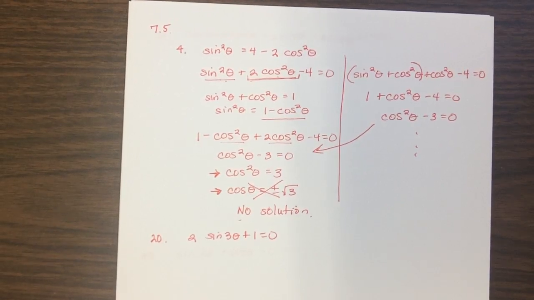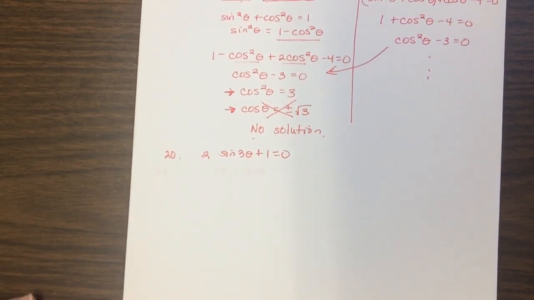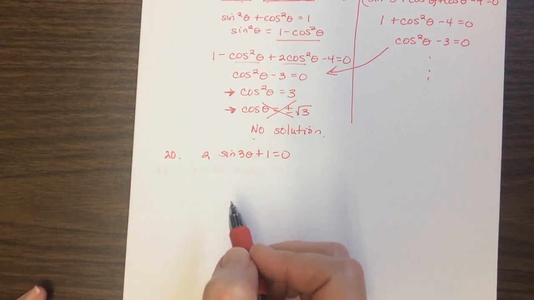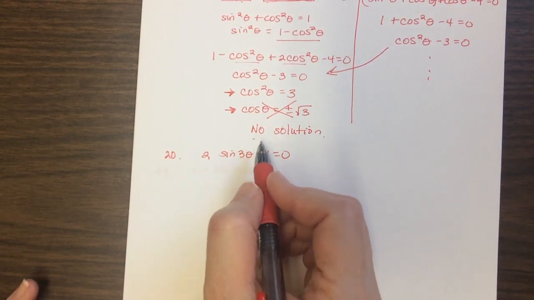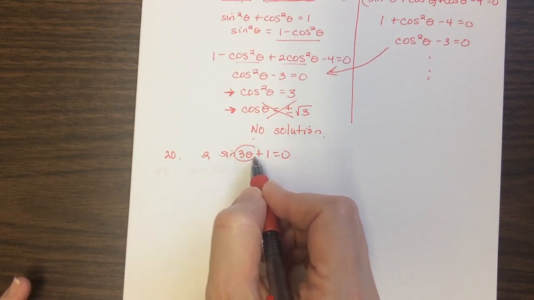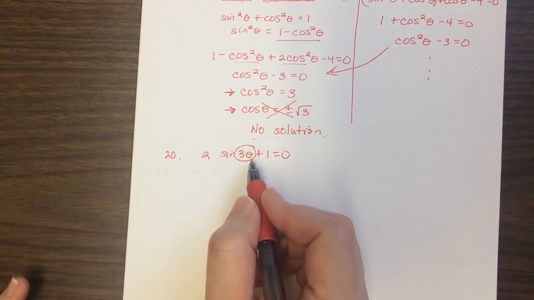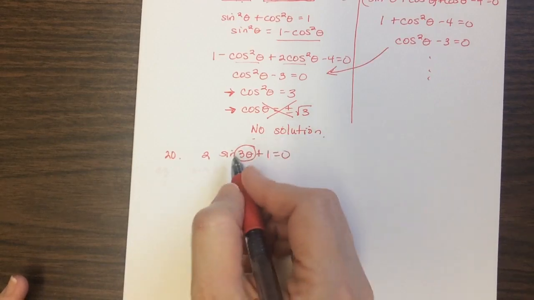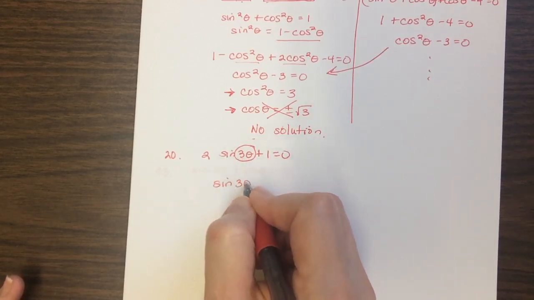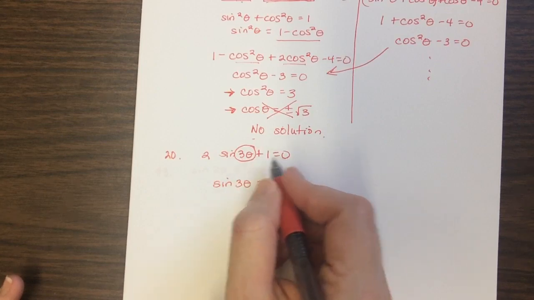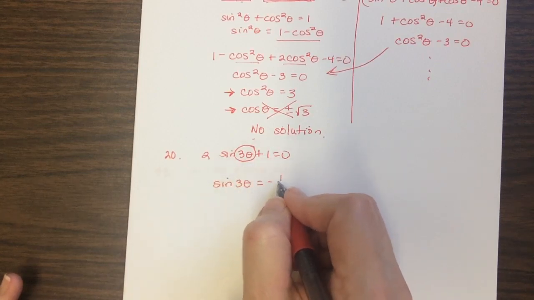Okay? All right, I'm going to keep going here. So let's look at 20. We've got 2 times sine of 3 theta. So we've got these multiples of theta. I'm still solving for theta, still trying to find what theta is. So let's just go ahead and isolate this expression. So we know that the sine of 3 theta is going to equal, when I subtract 1 and divide by 2, negative 1/2.